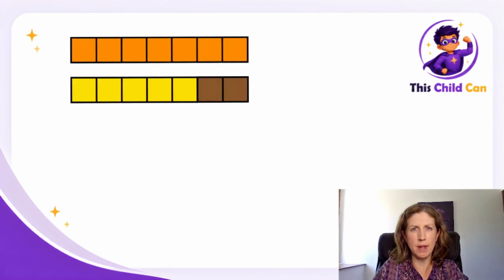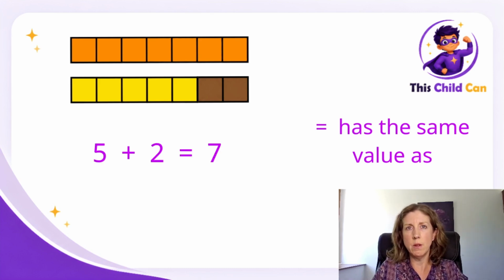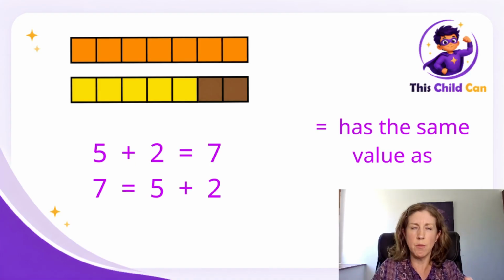So what does the equal sign actually mean? Well, here we've gone back to the Cuisenaire rods to show a different relationship. We've got 5 plus 2 equals 7. And the equals just means has the same value as. So here we could write 5 plus 2 equals 7, or we could write 7 equals 5 plus 2. Both statements are showing the same relationship. And it's really important that both sides of the calculation balance.